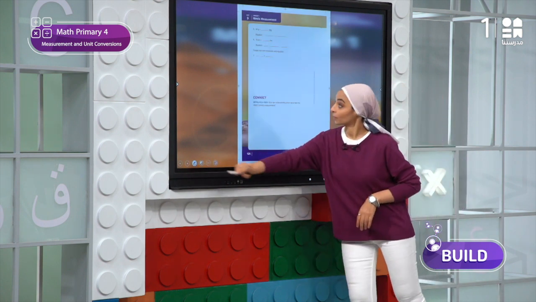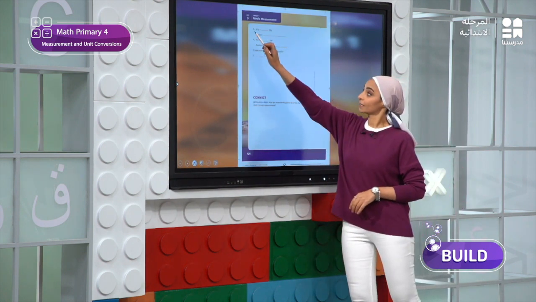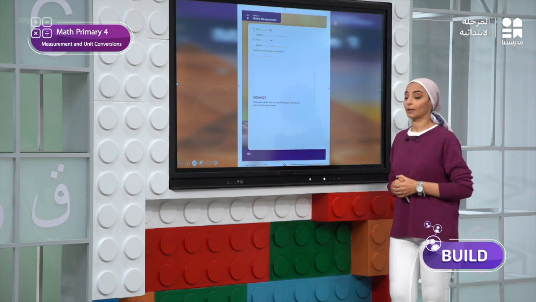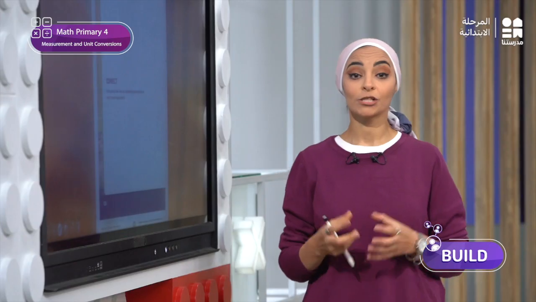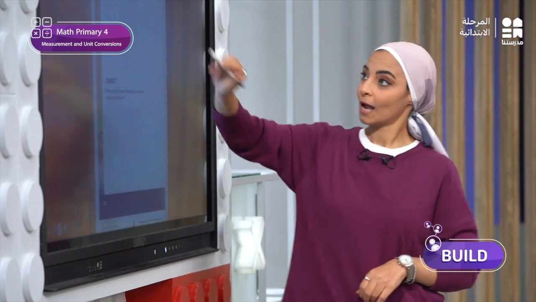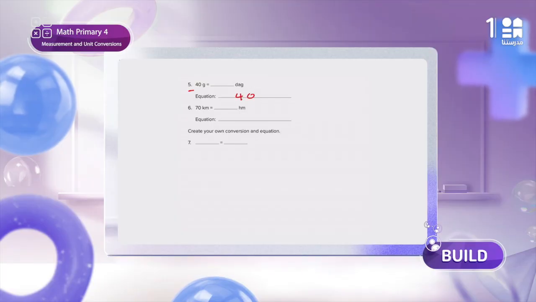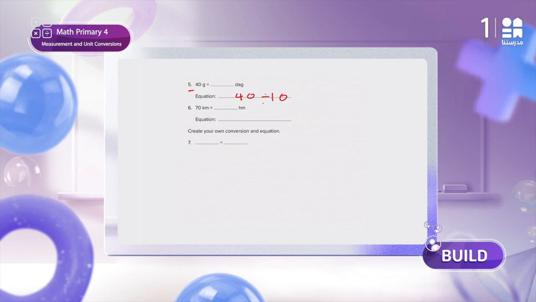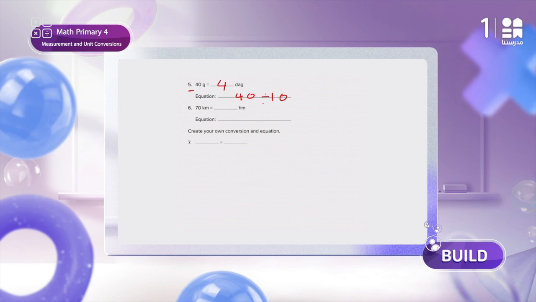Let's move to other one. Here 40 grams equals how many decagrams? What is the equation? الإيكويشن بكتب فيها divide or times. هعمل 40 divided by 10. This is my equation. 40 divided by 10 equals what? Yes, equals 4 decagram.